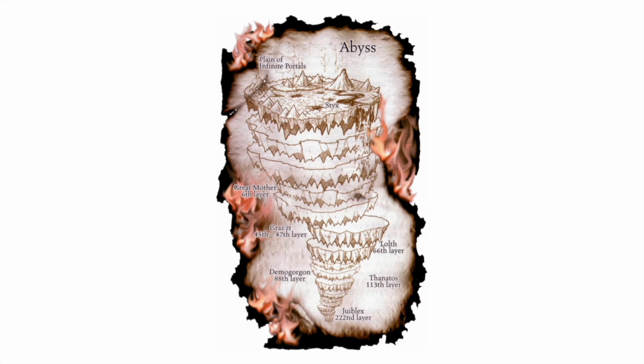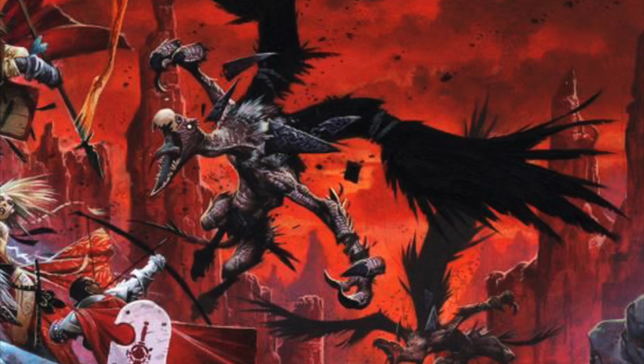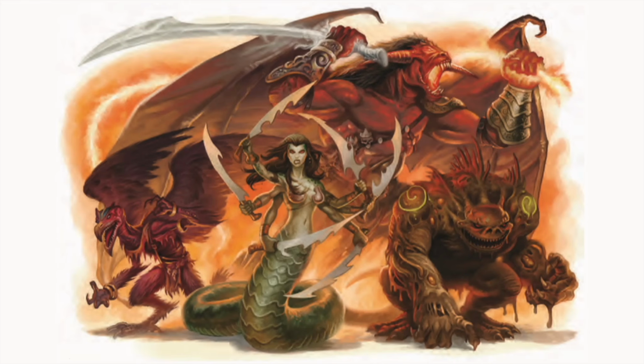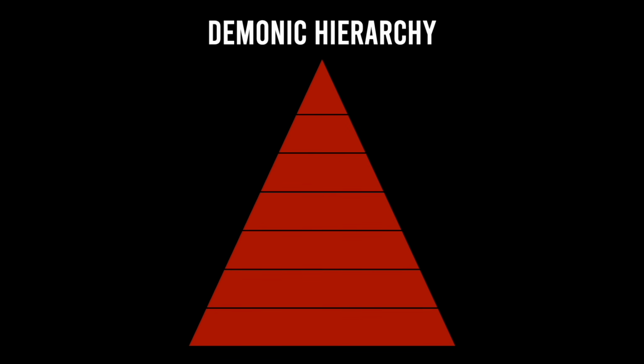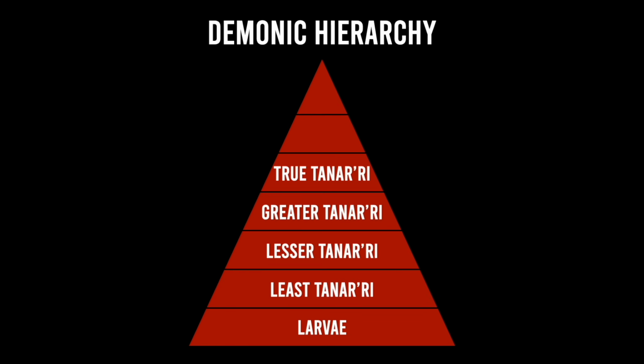Since the Abyss contains infinite layers, or near infinite layers, and the tanar'ri adapt quickly to suit their environment, there are essentially an infinite number of types of tanar'ri, but some types are more common than others. I'll describe 25 of those types, the ones that appear in 2nd edition Planescape. There are 7 levels of the demonic hierarchy: Larvae, Least Tanar'ri, Lesser Tanar'ri, Greater Tanar'ri, True Tanar'ri, Guardian Tanar'ri, and Abyssal Lords. Though since this is chaos we're talking about, the demons themselves wouldn't accept this hierarchy. These are just classifications put on where they don't necessarily apply very well.